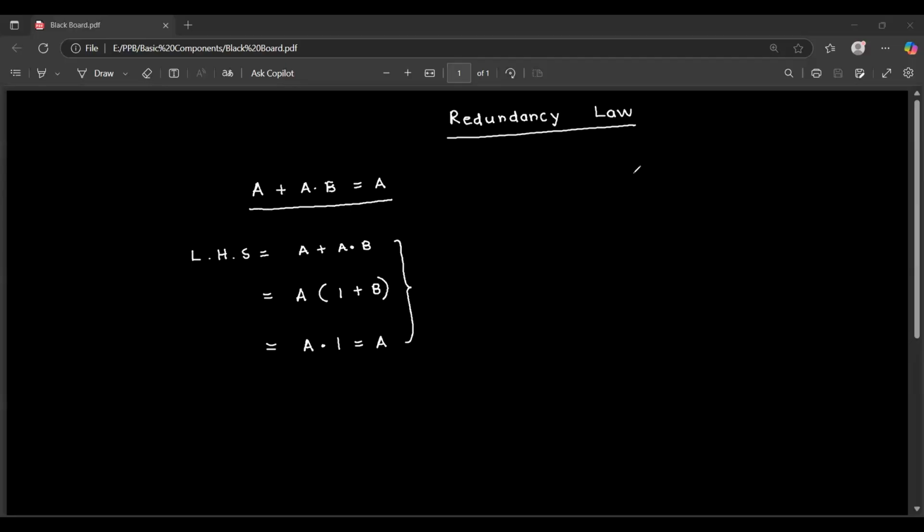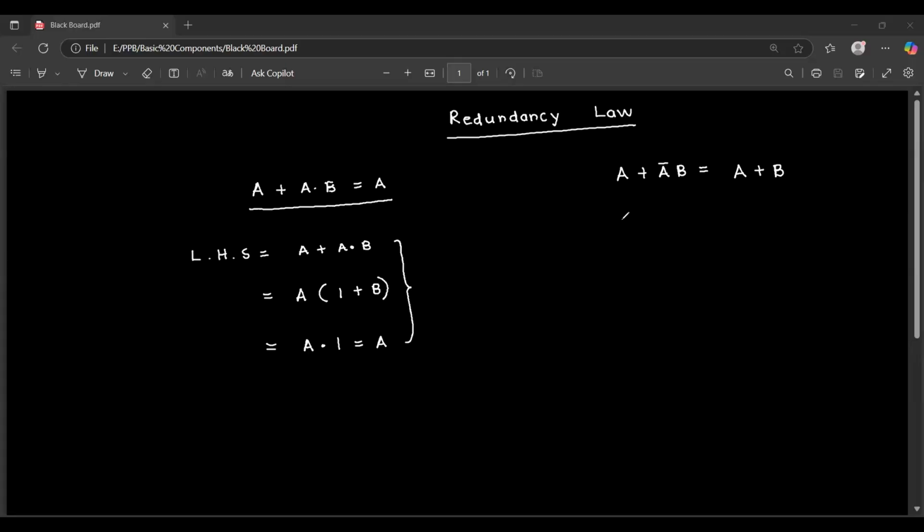The next application of the redundancy law: we have A plus A bar B is equal to A plus B. Well, this is a little bit confusing to derive because we do a small expansion. So let me teach it to you. It comes like this.